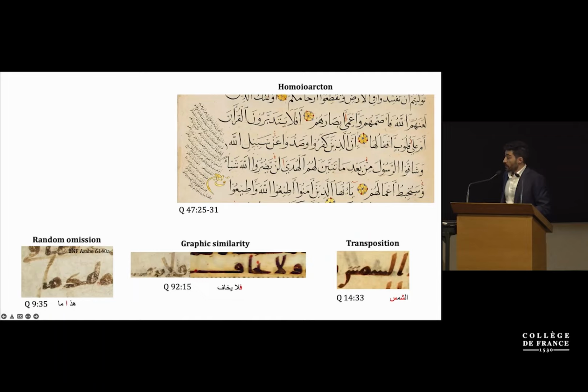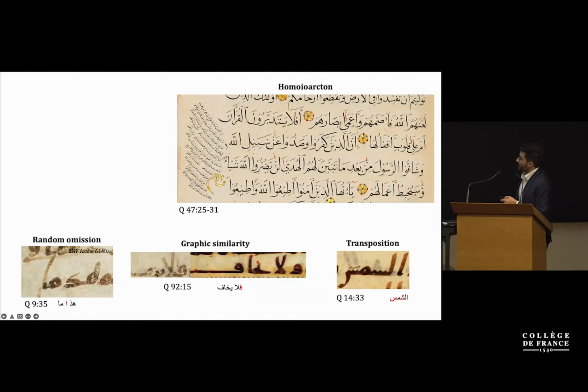And by the way, these kinds of errors are not limited to early Quranic manuscripts. So here we have a Mamluk era Quran manuscript where we have what's called homeoarchton. So there's parablepsis: the scribe was looking off to the side, copying from an exemplar. And this is Q47, Surah Muhammad. And so we have أَفَلَا يَتَدَبَّرُونَ الْقُرْآنَ أَمْ عَلَىٰ قُلُوبٍ أَقْفَالُهَا. And the next verse is actually إِنَّ الَّذِينَ ارْتَدُّوا. So that's how the verse begins.